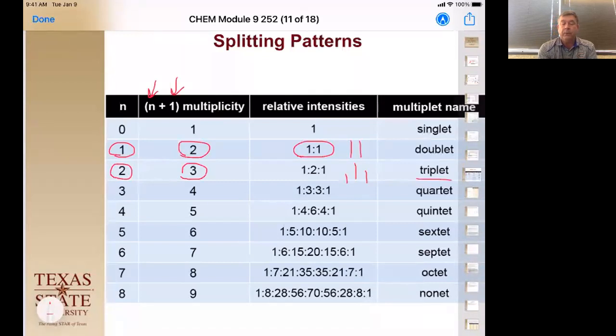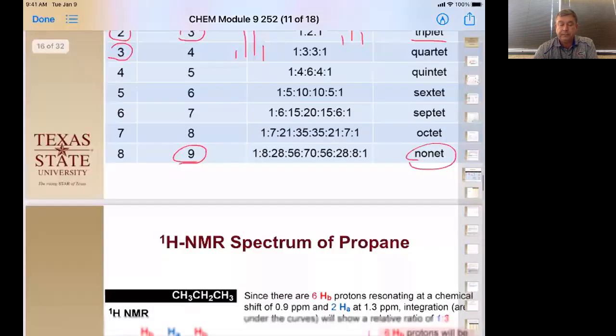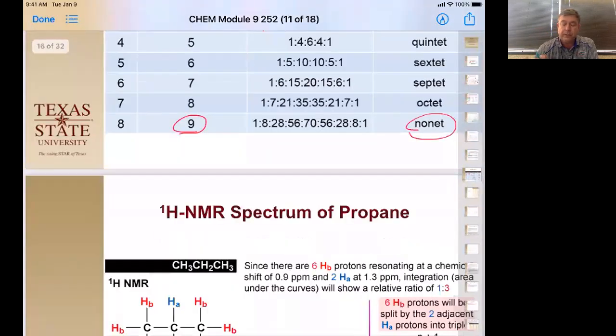If you have 3 neighboring hydrogens, it's going to be 1, 3, 3, 1. So they have these unique patterns. You can tell by the number of peaks and their relative intensities how many nearby hydrogens you have. And then you can have a total of 9 peaks, which would be a nonet. So what does that look like? What does it look like when we pull it all together?